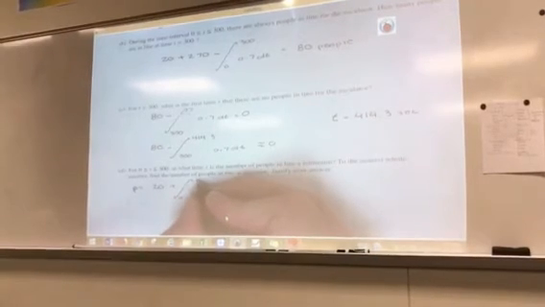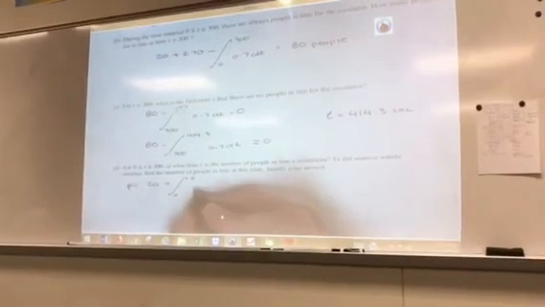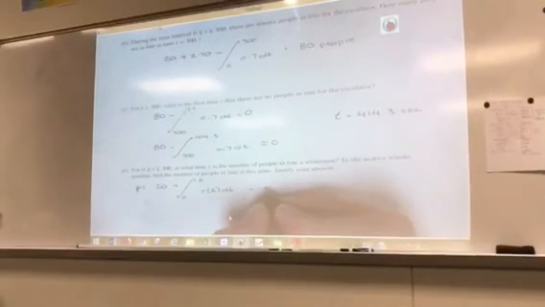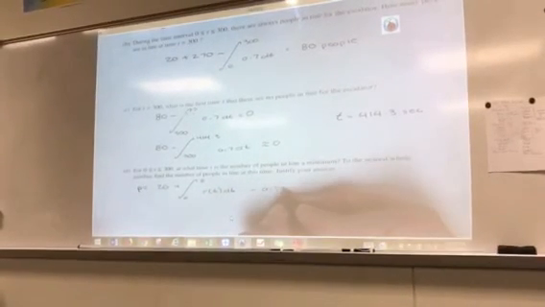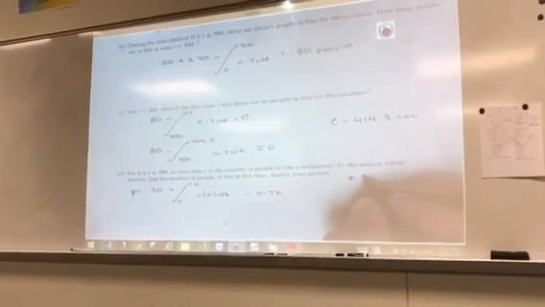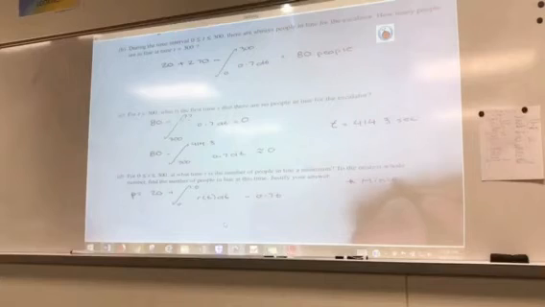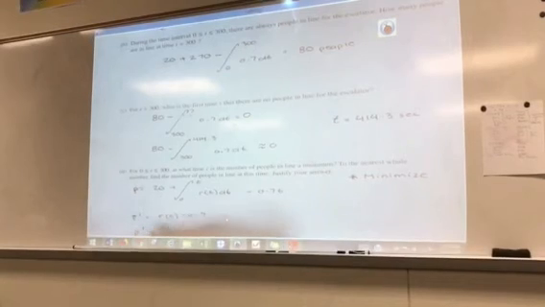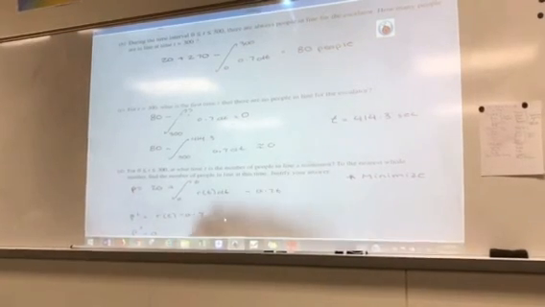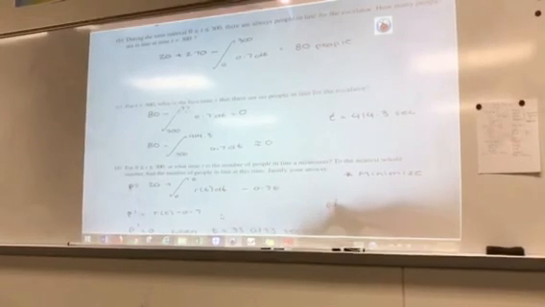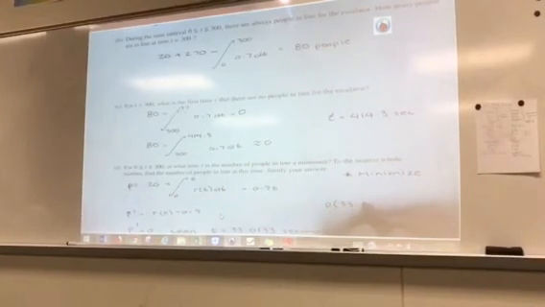In part D, we're asked to find where the number of people in line is at a minimum from the interval 0 to 300 seconds. To do this, we must minimize the function p. So we're looking for points where the derivative of p equals 0. And so when we differentiate the function p, we find that p prime equals 0 when t equals approximately 33 seconds. And at approximately 33 seconds, there are 4 people in line.